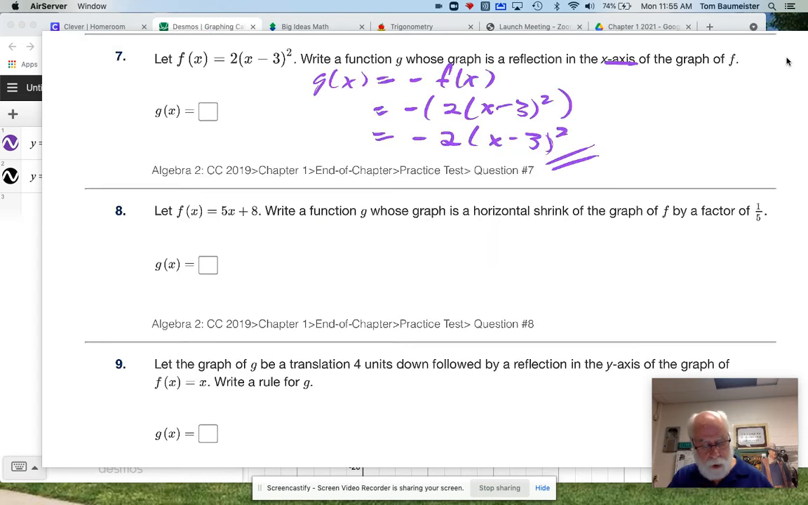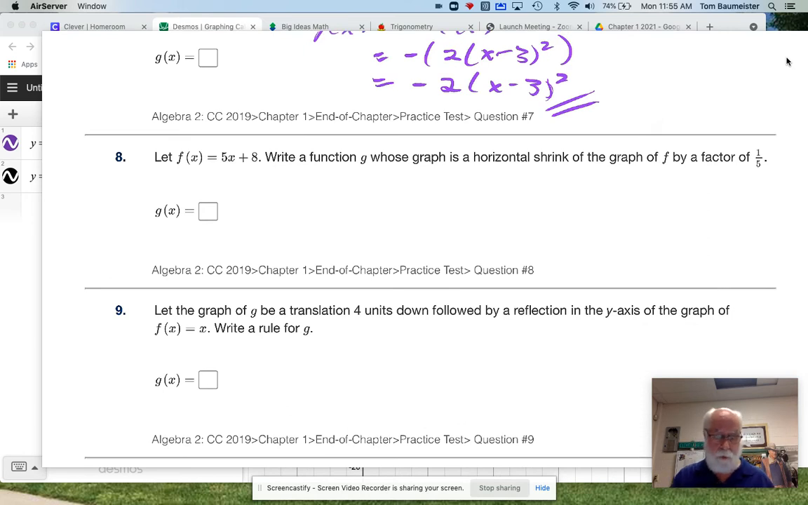Okay? Number 8, excuse me. Let f of x equal 5x plus 8. Write a function g whose graph is a horizontal shrink. Oh, there we go. I keep hinting whenever I hear the word horizontal, what am I going to do to the factor? I told you I'm going to flip it, and I'm going to attach it to the x.